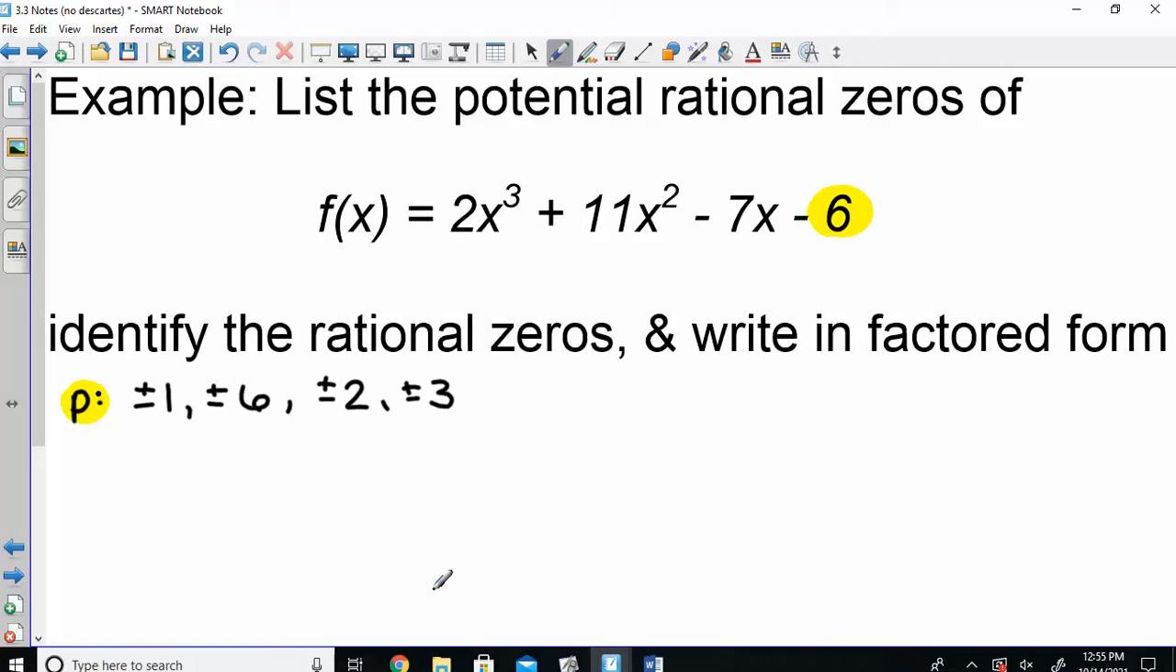Now my q value comes from where? Leading coefficient. So for the q, we look here at this 2. Now, I can get 2 by doing 1 times 2 or negative 1 times negative 2, right? So again, we have the plus and minus. The only things that divide 2 evenly are 1 and 2. My possible zeros.